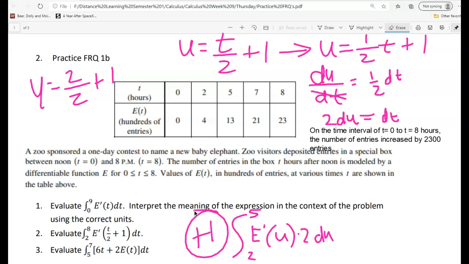The next thing we're going to do is I'm going to take this 2 and bring it out to the front. So I'll cross it off there. And then we're going to integrate. The integral of e prime is, of course, e. So we end up with the following. The 2 is still in the front.